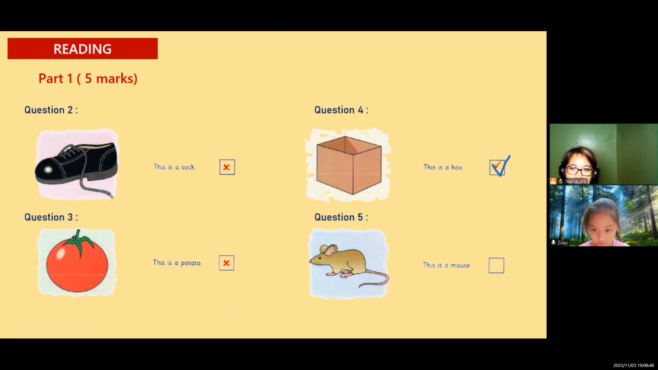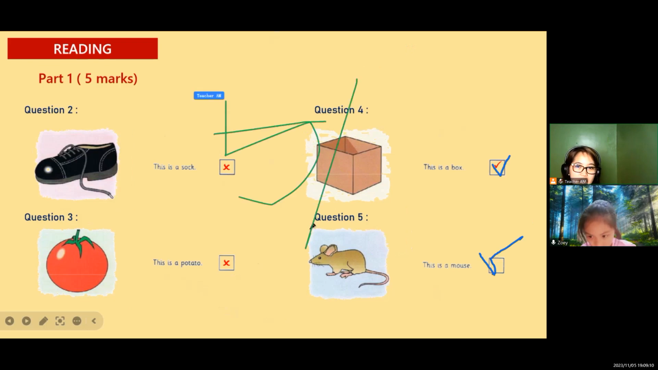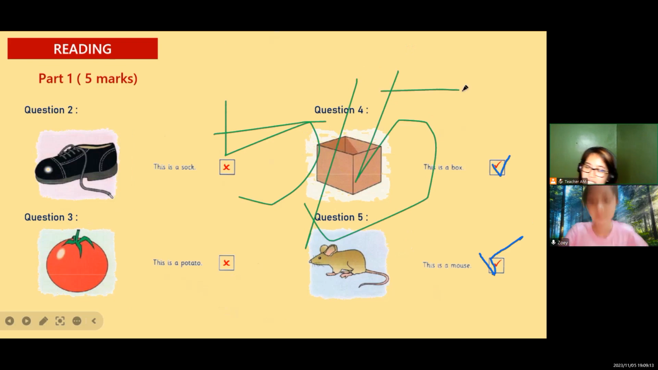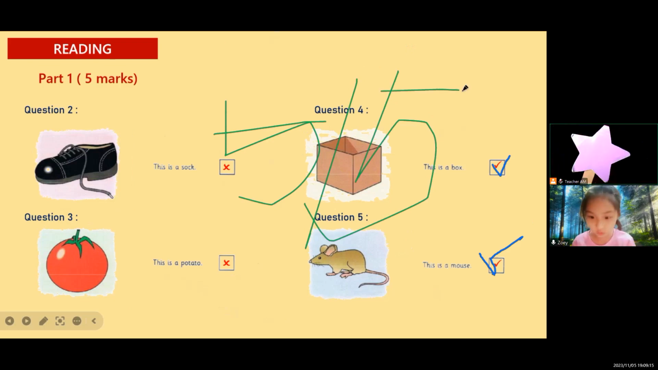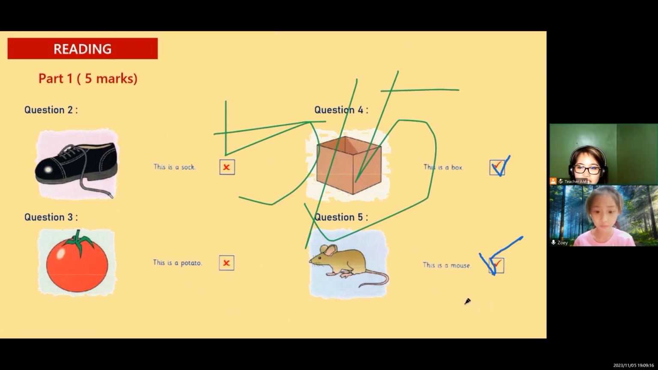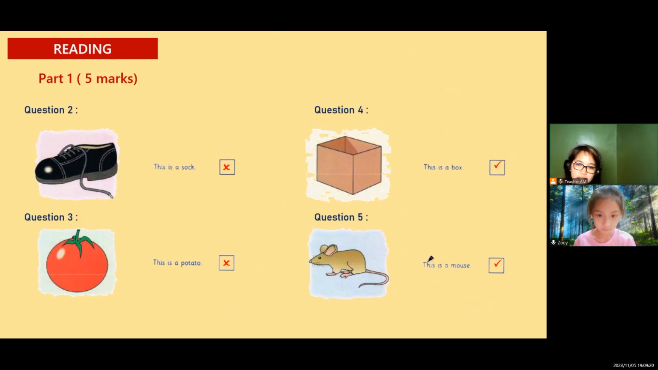Now, what about number five? This is a mouse. Is that a tick or a cross? Okay. Wow, perfect, Zoey. That is 5 out of 5. Okay, and one star. Now let's proceed with the next one. Do you have any questions? No, I don't. Very easy.